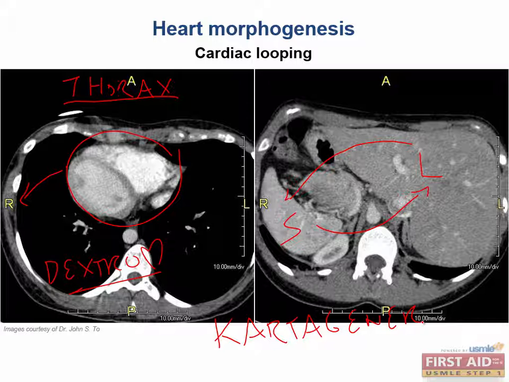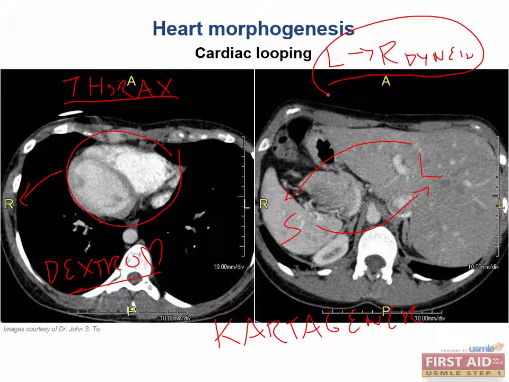Kartagener syndrome is due to a defect in the microtubule protein called left to right dynein. Without a properly functioning microtubule, cilia cannot function in cellular motility, fluid transport, and signal transduction pathways. This particular left to right dynein is called left to right because it is critical in determining the positions of organs either on the left side or the right side of the body. Without a properly functioning protein, guess what happens? We get situs inversus.